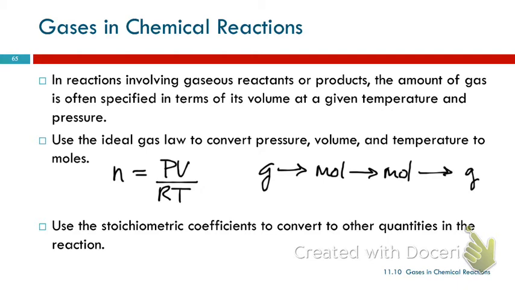So this is a variation. If you're having a gas, instead of a mass, you're going to have a volume, a pressure, and a temperature. Instead of using molar mass to convert to moles, you're going to use the ideal gas law to convert to moles. So that could happen for the starting substance or the ending substance. It's just a variation.